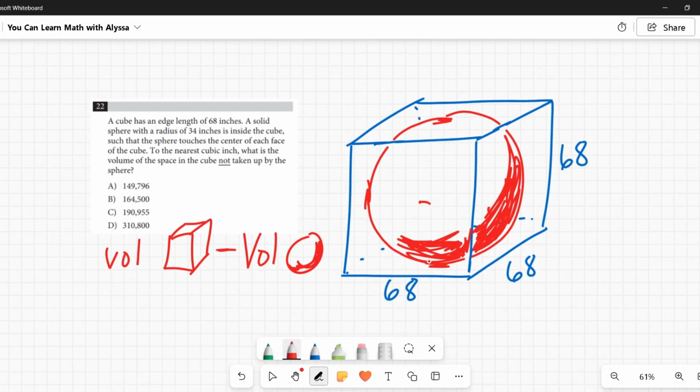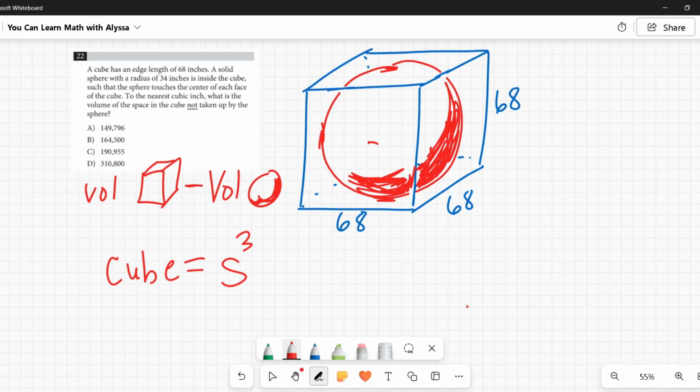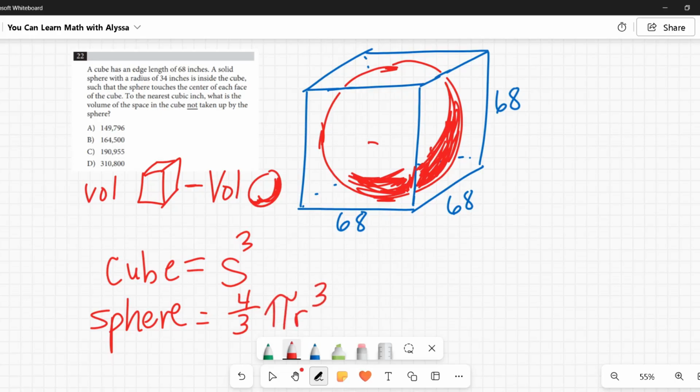So what are our two formulas for volume? The formula for volume of a cube is side times side times side, or side cubed. And the formula for the volume of a sphere, this is the oddball. The cube is pretty straightforward. And the sphere is 4/3 pi r cubed.